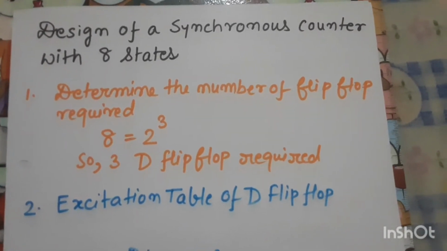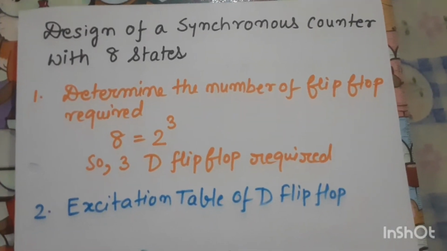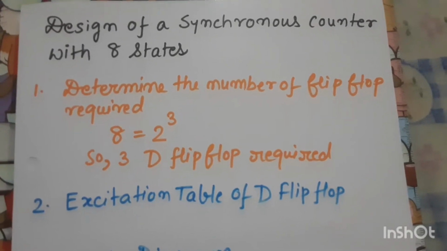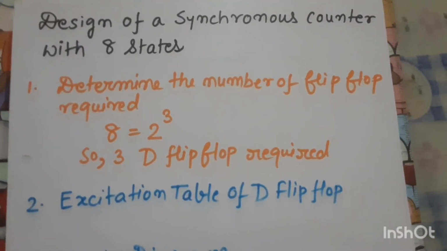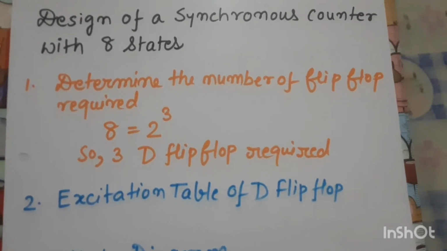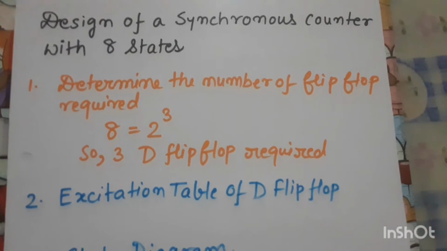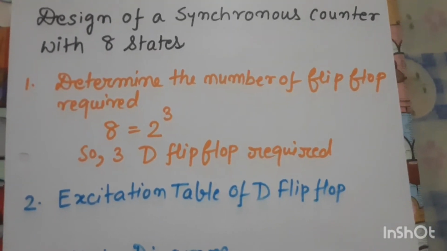Now, as I showed, there are 8 stages. In order to have 8 stages, how do we determine how many flip-flops would be required? Now, 8 is equal to 2 raised to 3. So, we need to have 3 flip-flops, D flip-flops.